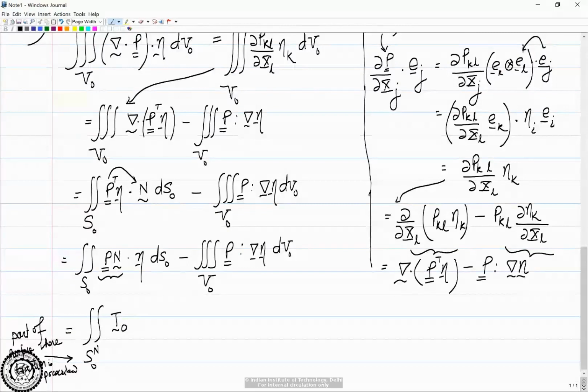And remember, this T naught is not coming from a constitutive relation. This is prescribed by the external agent. So this is externally prescribed traction. Okay, so this is just over S naught N, T naught dot eta dS naught.